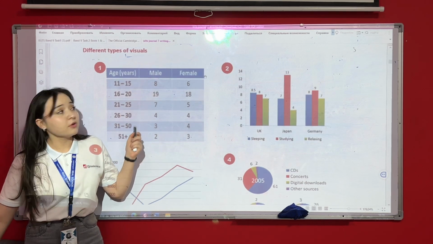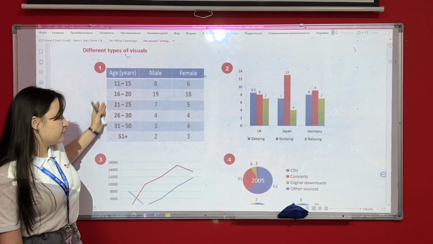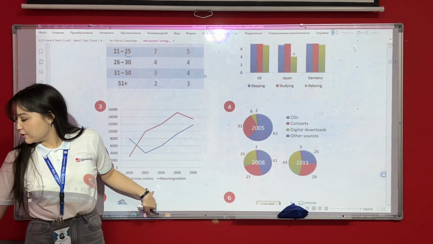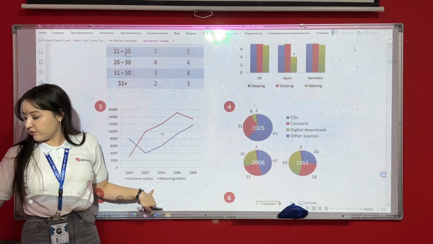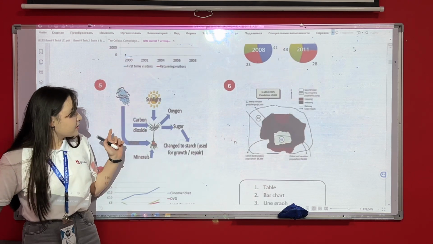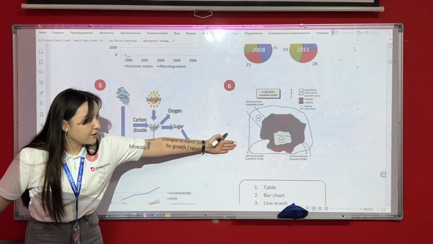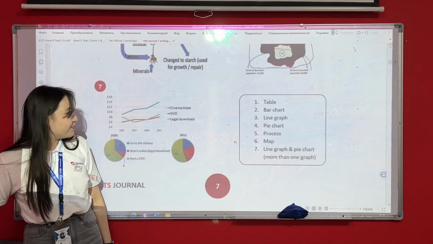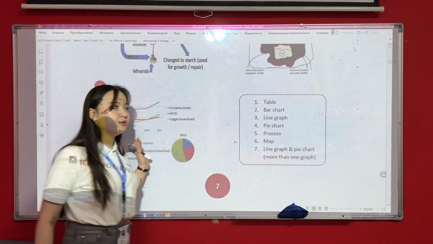So, you can be given different types of visuals. First of all, can you please tell me what is it? Table. Line graph. Very good. Pie chart. And what is this? Process. This is map, guys. This is map. And the last one is mixed. Do you know what is mixed?